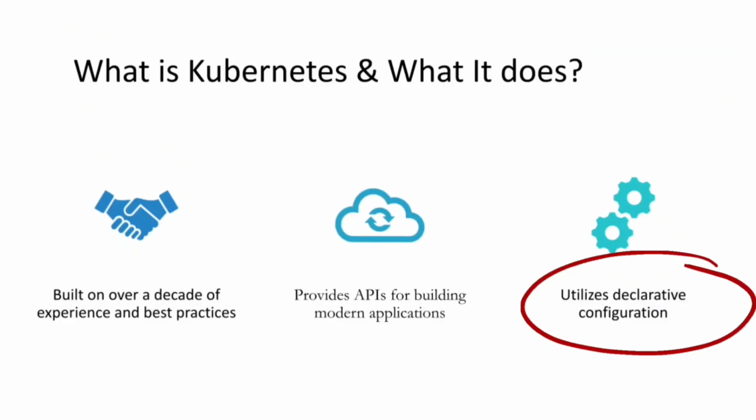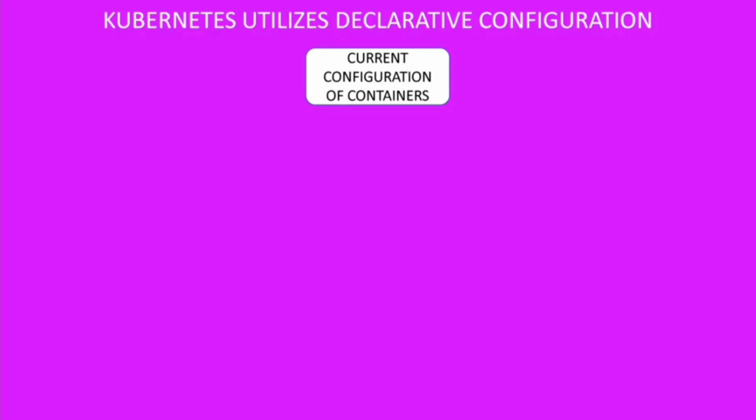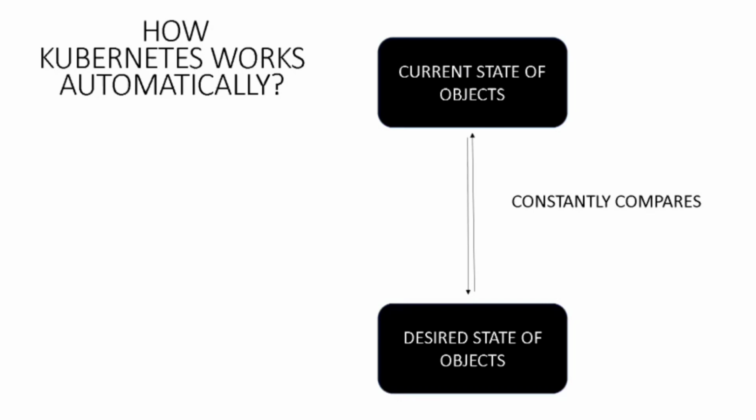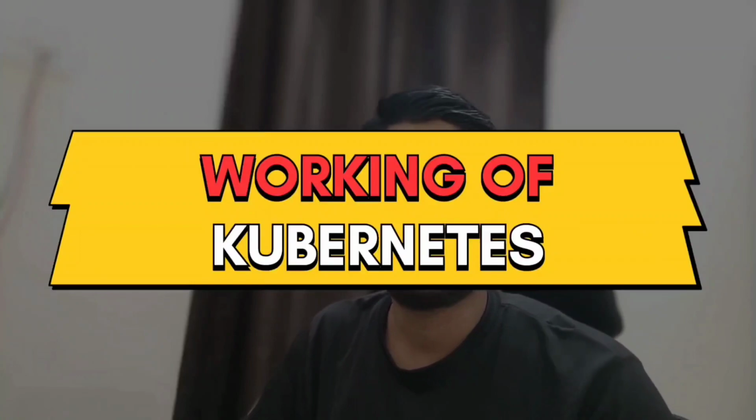So Kubernetes utilizes declarative configuration, which means we need to tell in what final state we want our containers to be in, and Kubernetes will automatically do that. So now the question arises, how can Kubernetes manage them and do the deployment automatically? Kubernetes is able to do so by continuously comparing the current state and the final state of Kubernetes objects. I will explain what these Kubernetes objects are, but first understand the working of Kubernetes with an example. Suppose I want to make a rectangle. So as we know, we are going to follow the declarative approach.